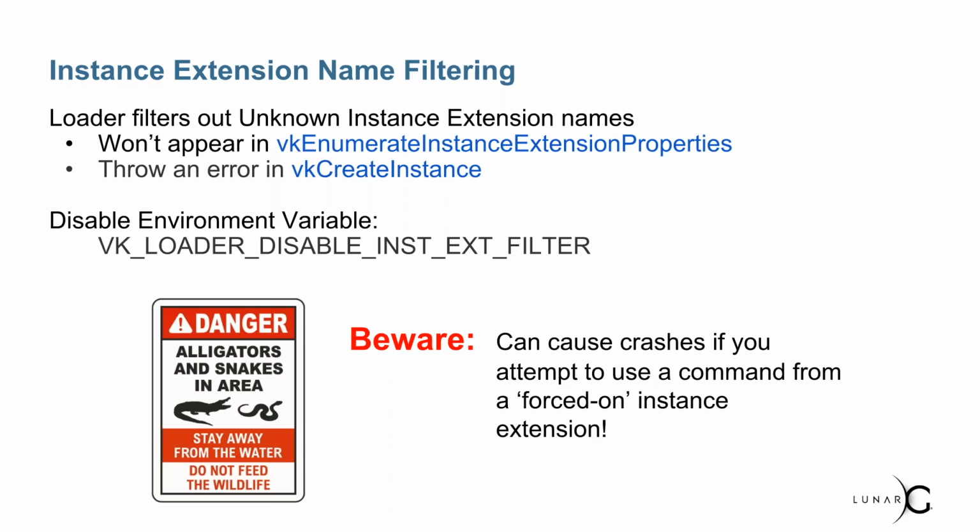Because of that, we actually filter out any unknown extensions that are instance extensions. So if an ICD or a layer says, hey, I support this new instance extension VK_foo, and the loader doesn't know about it, we actually strip it out of the list before returning it on a vkEnumerateInstanceExtensionProperties call. Likewise, we'll throw an error if you still try to use it.